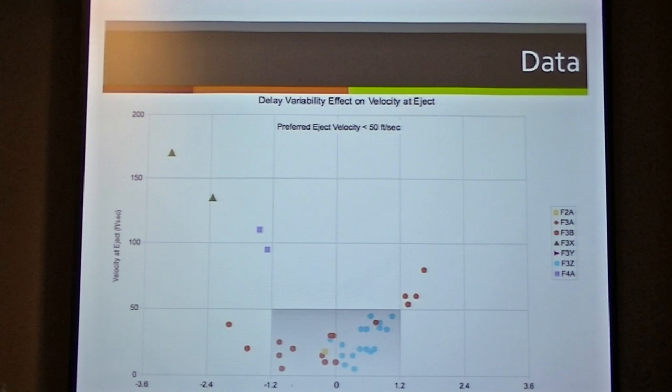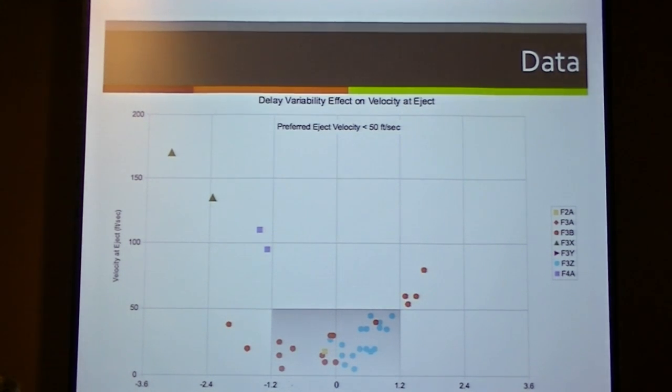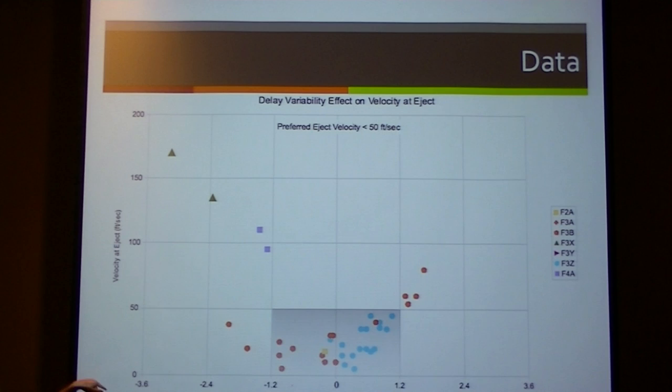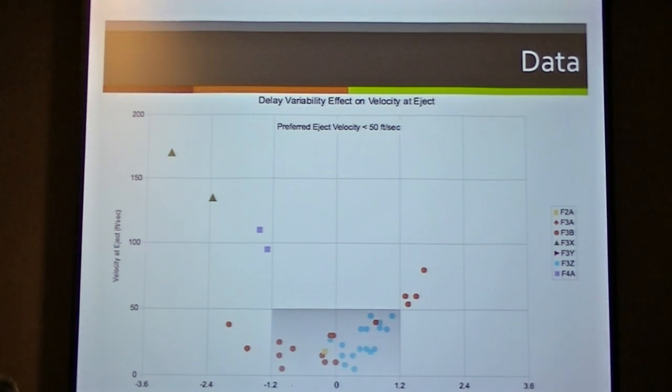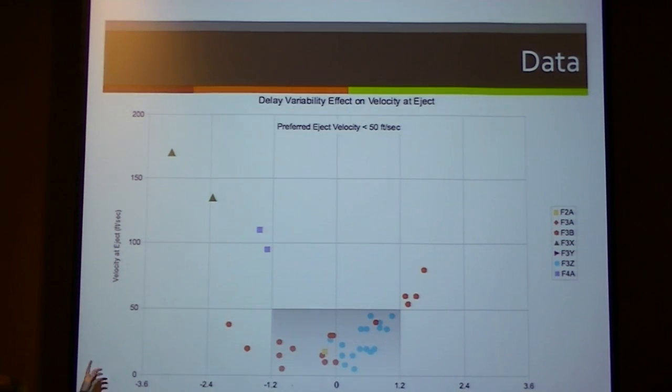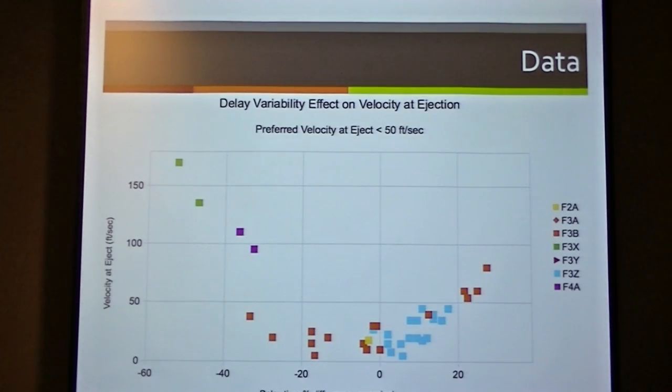This right here is all the data points that I collected. This shaded area at the bottom is within 20% of that 6 second, generally 6 second delay on most of these. Basically what you can see here is that you kind of see a U shape as you go before and after the desired delay. On the Y, I have velocity at ejection, so you can see how fast the rocket was moving when it ejected. And the same data points here, just instead of raw seconds, it's percent variability from the spec motor, and you still see that U shape.